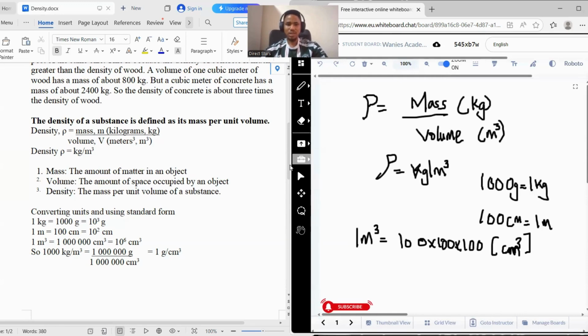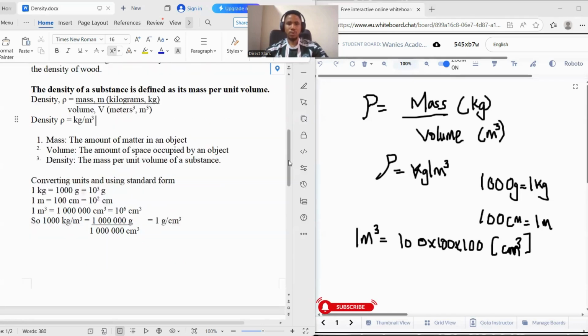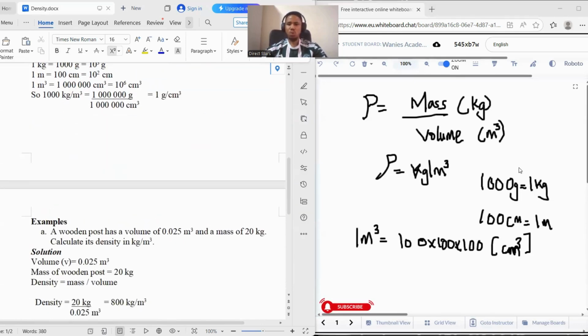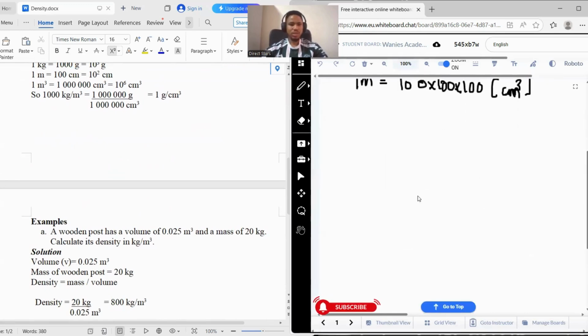So let's dive into examples. Now we have this. A wooden post has a volume of 0.025 meter cube. That is V, which is 0.025 meter cube, the volume, and a mass of 20 kilogram. You can see that the unit there is standard. So the mass is 20 kilogram.